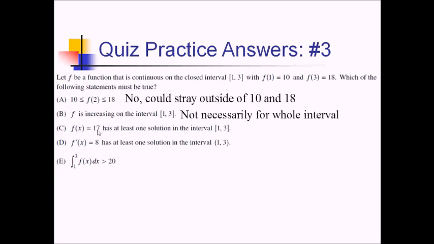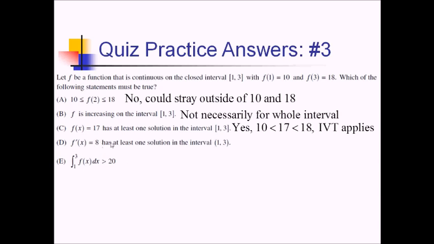Choice C rather, f equals 17 has at least one solution in the interval. Since we have continuity and we're going from 10 to 18, we're guaranteed to hit 17 on the way. So the IVT definitely applies here because 17 is between 10 and 18 and we have the continuity. So far, choice C is looking like the best answer. Let's just see if we can rule out D and E easily here.